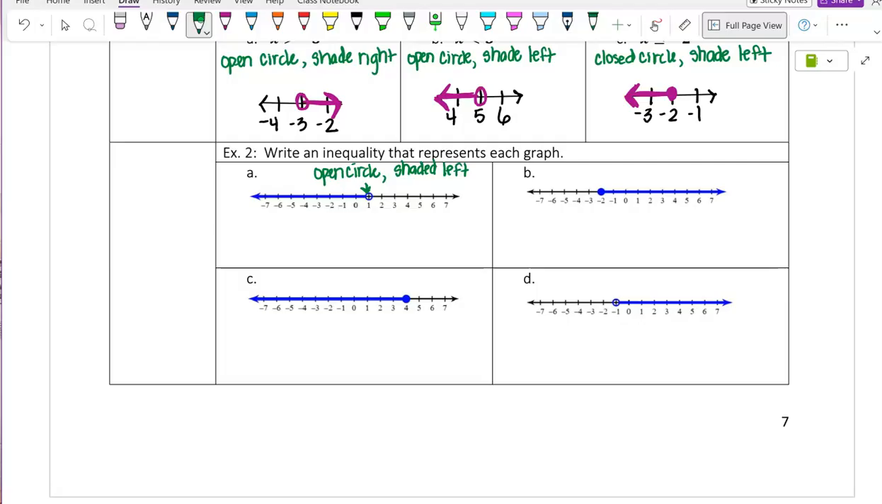Which of those inequality symbols, when the two lines come together to make the symbol, is pointing to the left? Greater than points to the right. The two numbers come together and it's pointing to the right. Less than is pointing to the left. So this would be x is less than 1.